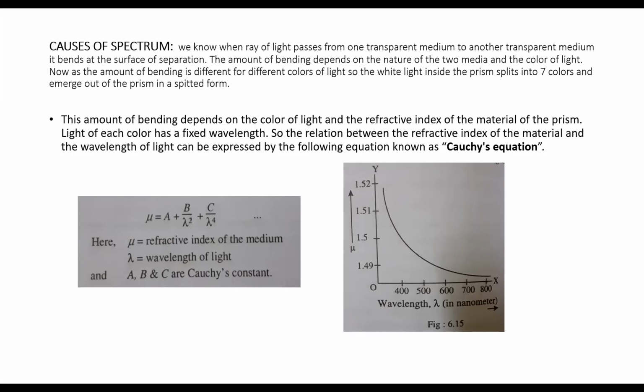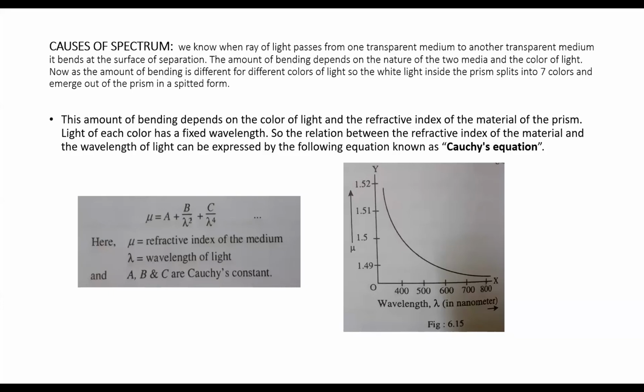Because of this change in speed, different colors bend at different angles in the glass prism. This is how they split. Then there is another refraction when these different colors come out from glass to air. This is how the glass prism is able to split the white light into its constituent colors.